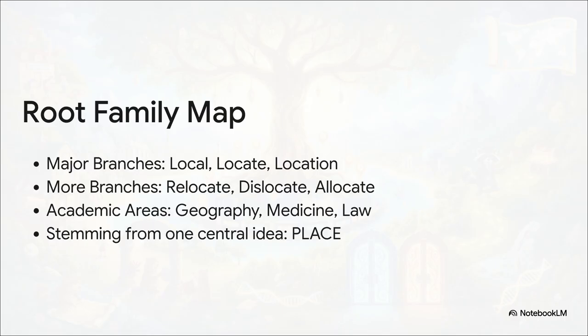Let's zoom out and look at the big picture with our main root family map. I want you to picture a giant, magical world tree. The trunk of this tree is the root locus, planted firmly in the idea of place. From this trunk grow major branches: local, locate, location, locale, locality, locator, relocate, dislocate, allocate, allocation, locus, and loci. And these branches reach high into the sky, blooming into all sorts of various academic areas: geography, medicine, biology, genetics, mathematics, architecture, computer science, and law. The big picture is wonderfully simple. Every single branch on this massive tree grows from one central idea: place.